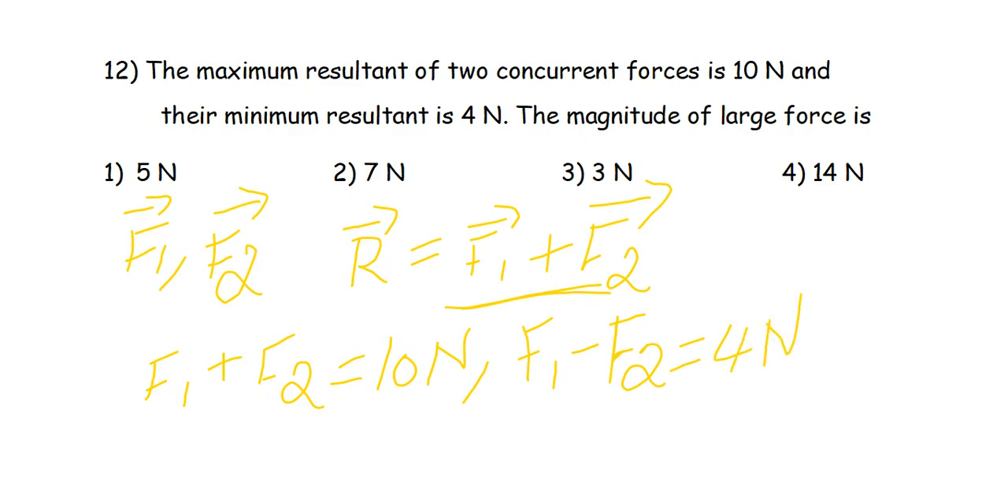So two forces are there, F1 and F2. Maximum resultant is given as 10 newtons. Minimum resultant is given as 4 newtons. So which one is the larger one? In F1 and F2, which force is the larger? Let us find out this.